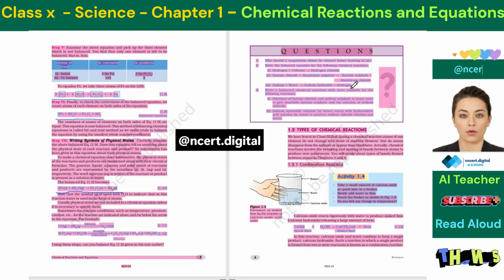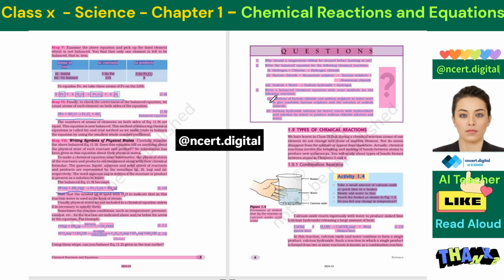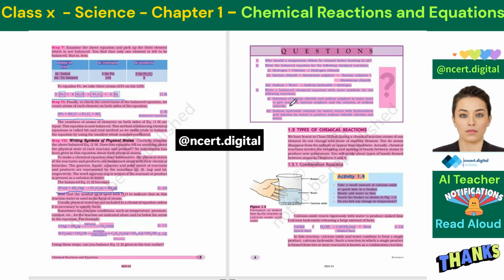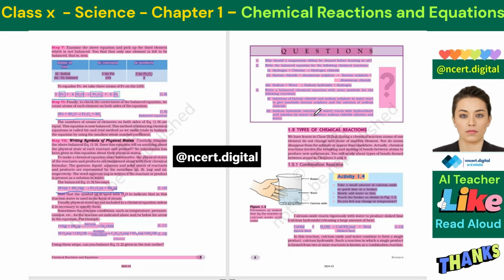3. Write a balanced chemical equation with state symbols for the following reactions. (i) Solutions of barium chloride and sodium sulfate in water react to give insoluble barium sulfate and the solution of sodium chloride. (ii) Sodium hydroxide solution in water reacts with hydrochloric acid solution in water to produce sodium chloride solution and water.